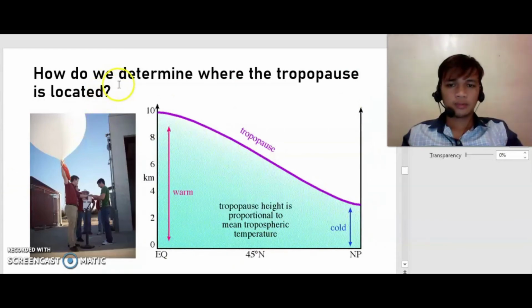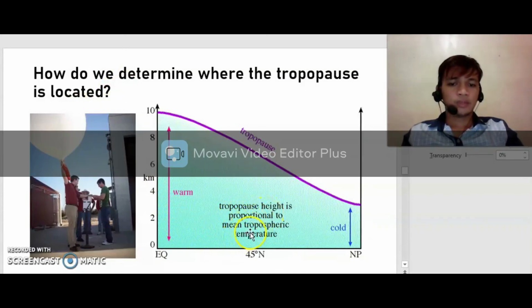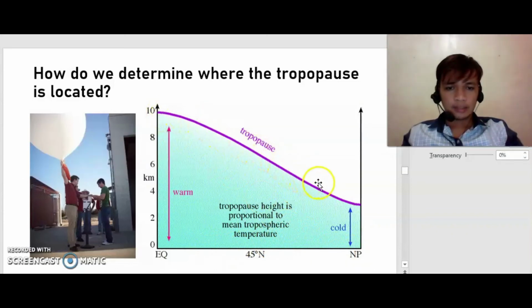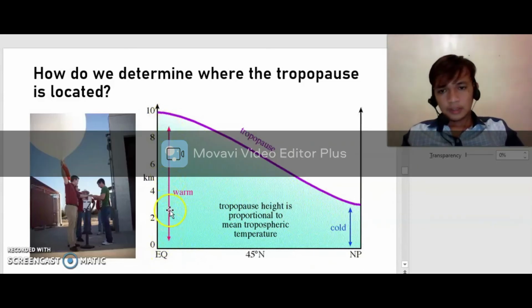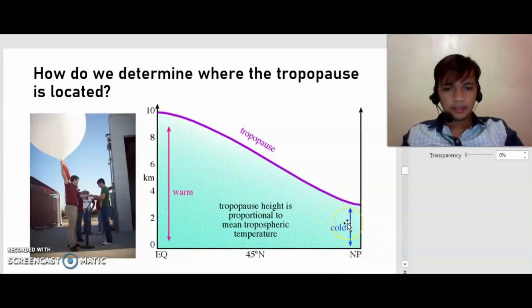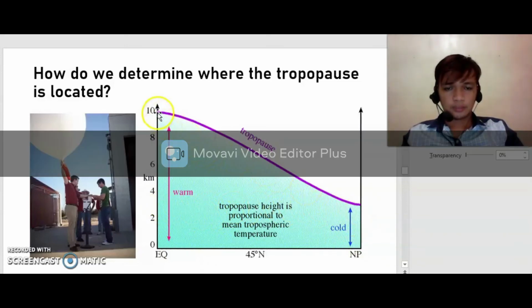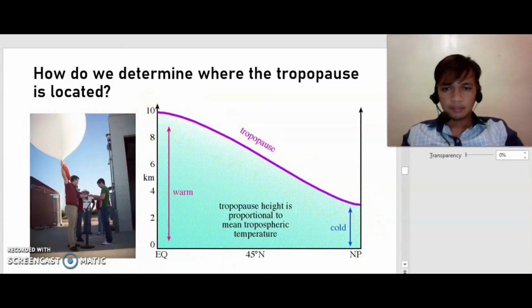So how do we determine where the tropopause is located? Okay, so tropopause height is proportional to the mean of the tropospheric temperature. Okay, so again, you can see this. The violet line tells us the mean of tropospheric pressure. The tropospheric pressure for this warm air is up to 10 kilometers altitude, and where in the colder tropospheric temperature, you can see it up to here 3 kilometers altitude, and the tropopause lies above them, and you can see the average, or the mean. The tropopause lies between the mean of these two different atmospheric temperatures.